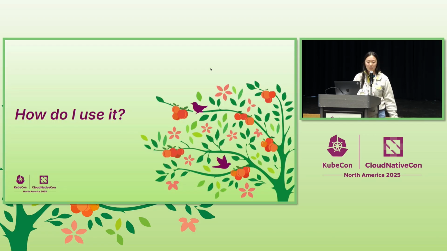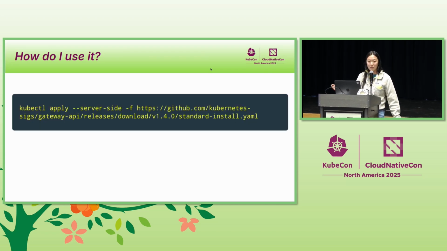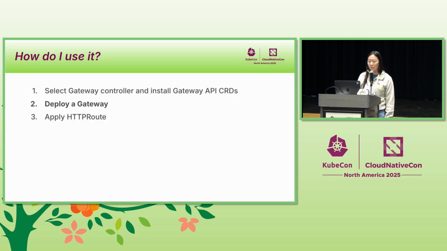So how can you use it as an end user? First off, you have to select your gateway controller, install the gateway CRDs, deploy a gateway, and apply an HTTP route for this easiest starting base case. This is what you have to do to install the CRDs. The most recent release we've had is the 1.4 release, so that is our new standard channel. In order to be conformant to Gateway API as an implementation, you have to pass the tests that we have for each release.